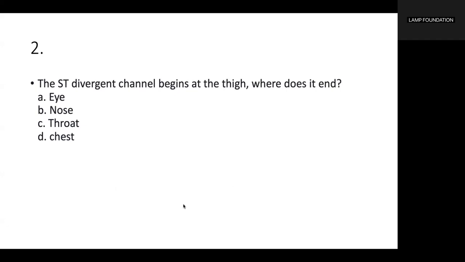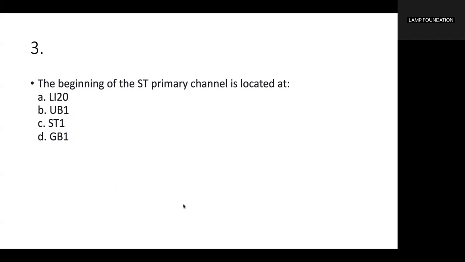It begins at the thigh. Where does it end? It ends at the eye, letter A. That's why we have a very good experience with the stomach divergent channel for vision problems. Number three, where is the beginning of the stomach primary channel located? It's letter A, LI20.